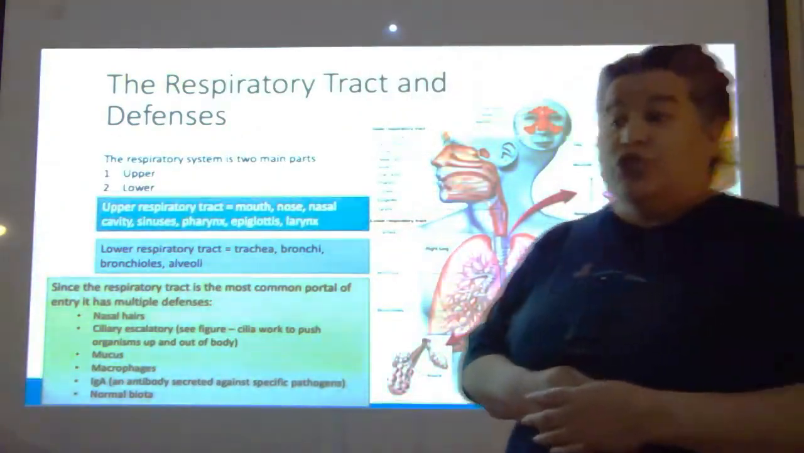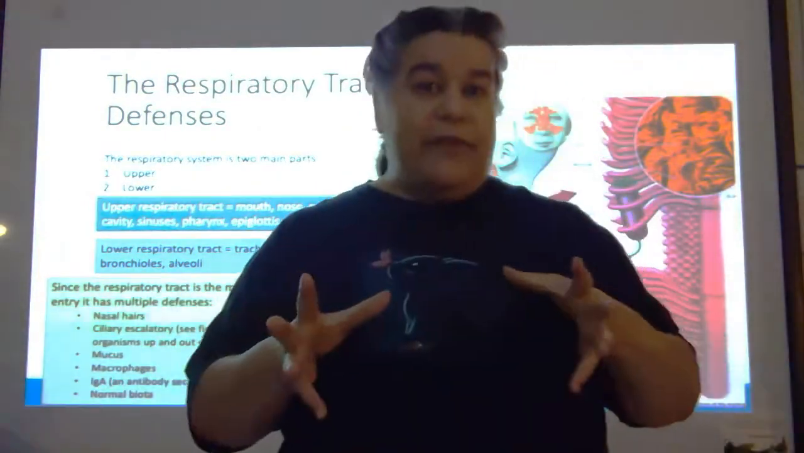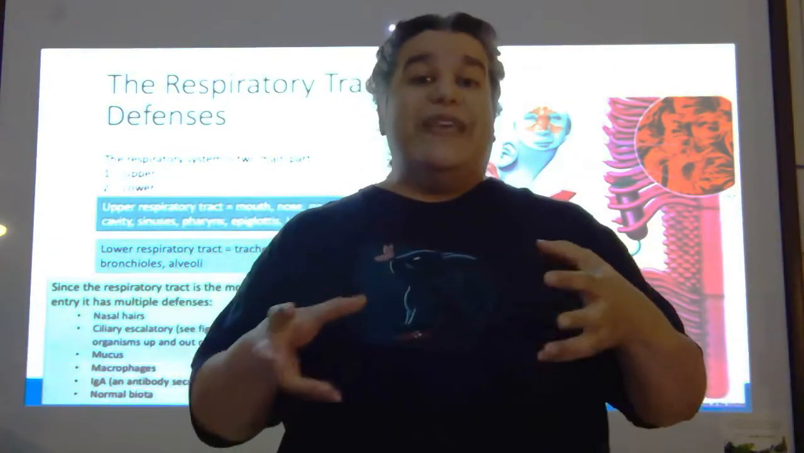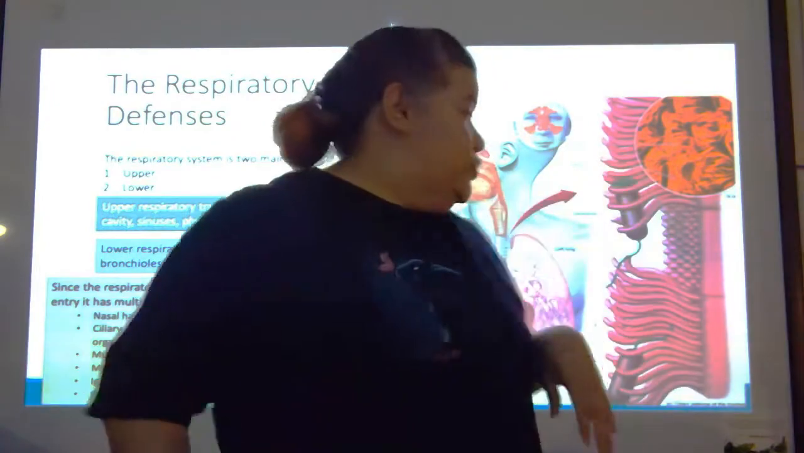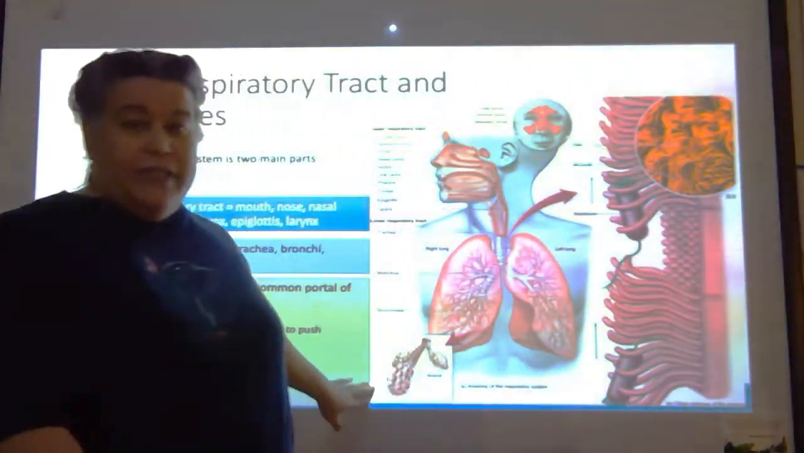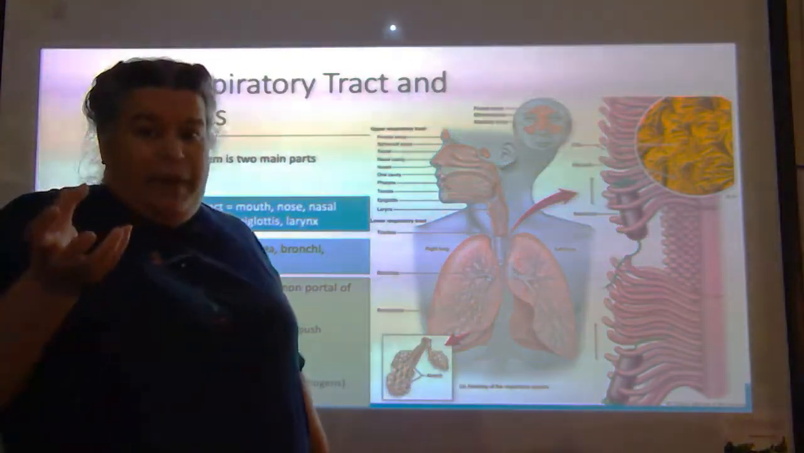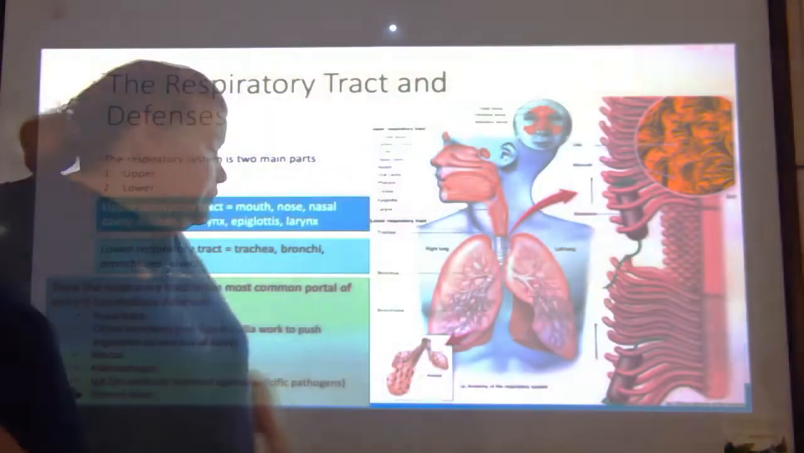Macrophages. You do have fixed macrophages in your lungs. So if things actually do get past the trachea, past the bronchi, and into the alveoli, these air sacs here, they get eaten by the macrophages that are present.